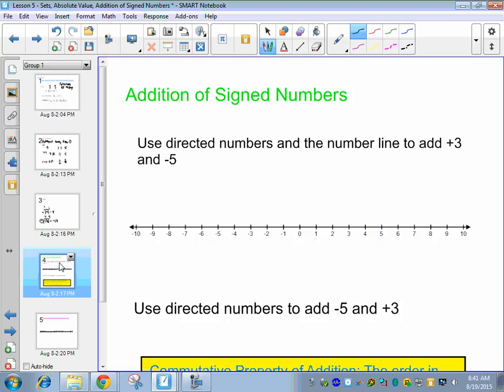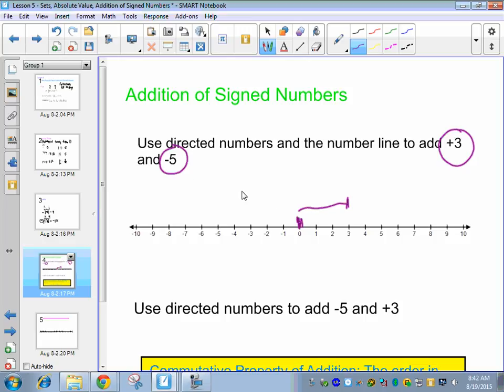Okay, addition of signed numbers. Here's some more number line stuff. It's telling us to use directed numbers on the number line to add positive 3 and negative 5. Okay, so what we're going to do here is start at 0. I could even pretend you're standing at 0. So if I'm standing at 0 and I want to add 3, I'm going to go positive 3 on the number line. So 1, 2, 3. Now I'm standing at 3.